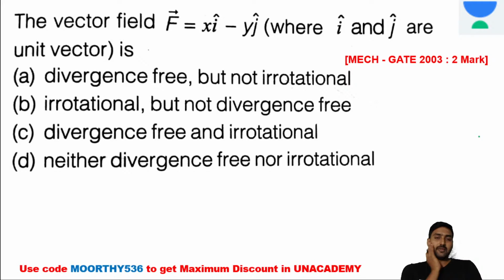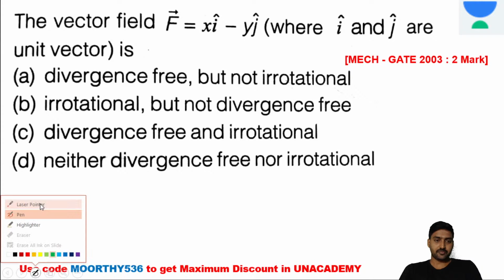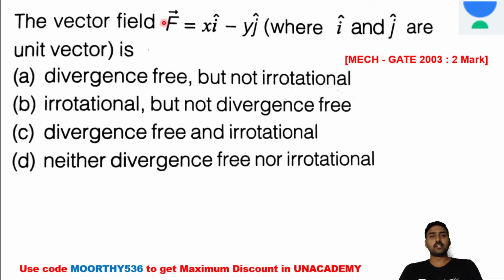First question: the vector field F, where i and j are the unit vectors. Whether it is a divergence free vector, there are four options, right? So we need to check. Divergence free but irrotational. Irrotational but not divergence free. Divergence free and irrotational. Either divergence free or not irrotational. So these things we are going to discuss. Is it clear now?